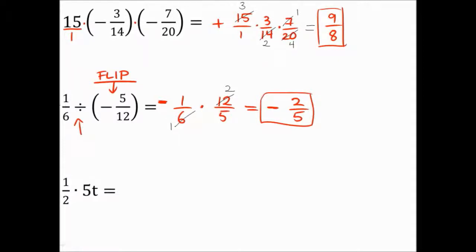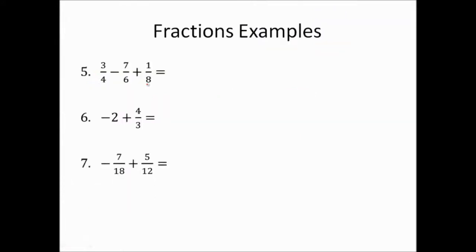All right, let's look at one with a variable. It's a multiplication question, so we can write this over 1. We want to look for any common factors between the numerator and denominator, and in this case, I don't think anything simplifies. So let's go on and multiply the numerators and then multiply the denominators. 1 times 5t is 5t, 2 times 1 is 2.